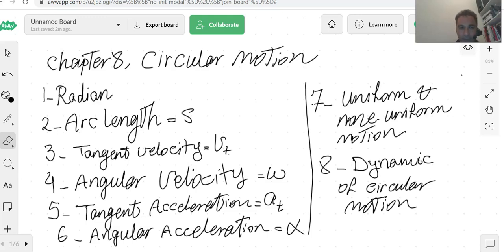We are in chapter 8, so I'm going to talk about circular motion.